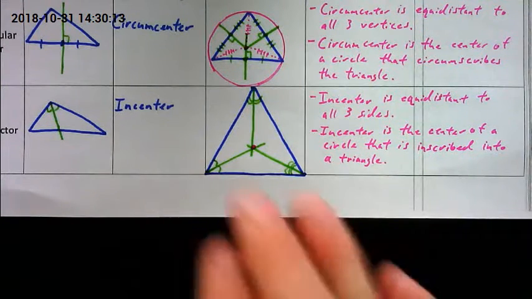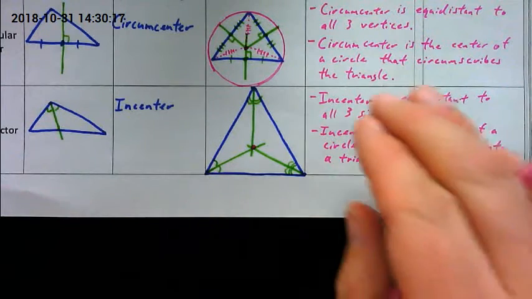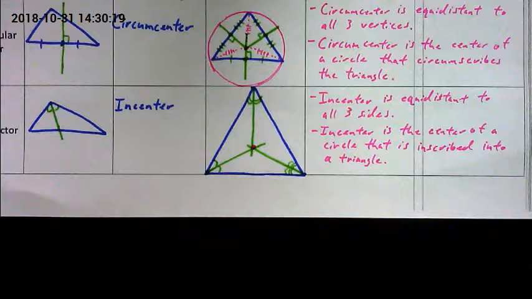Alright. Now, as far as labeling special things on this triangle. So, again, the incenter is equidistant to the sides. Now, when we say it's equidistant to the sides, what's the shortest distance from any point to a side?